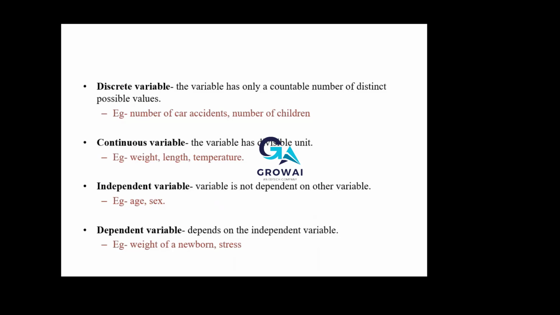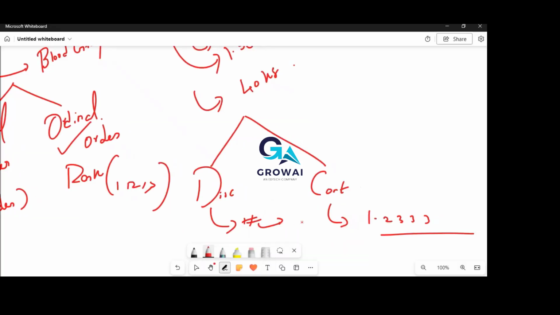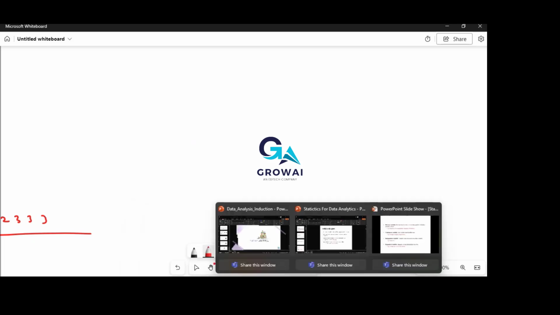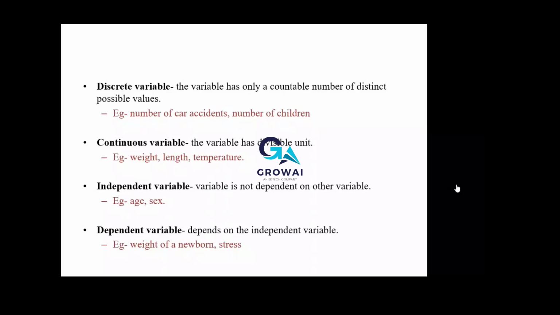Okay. So when it comes to data, we have something called independent data and dependent data. When a data depends on another value, that is called a dependent variable. If a data does not depend on something, then it is called an independent variable. When we work with machine learning or statistical modeling, we need to understand what is independent and what is dependent. Your inputs do not depend on anything.